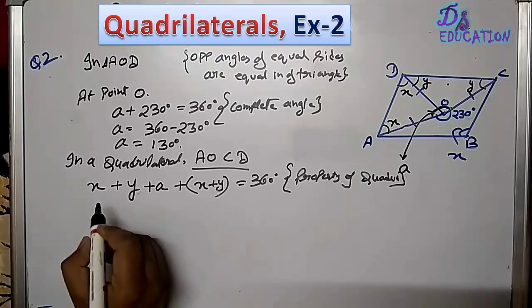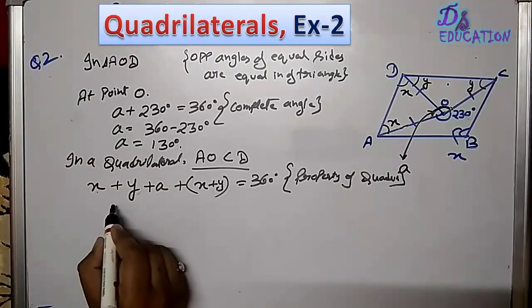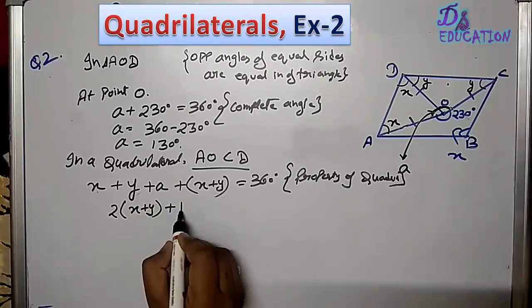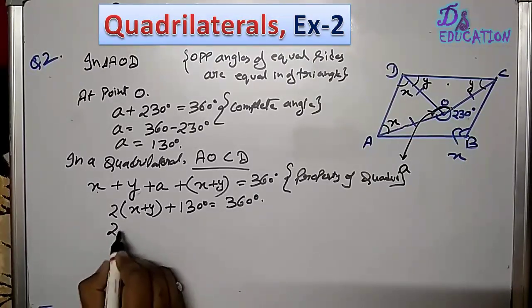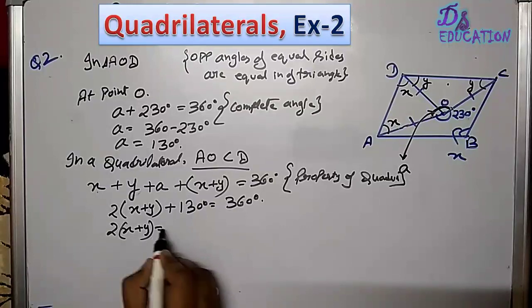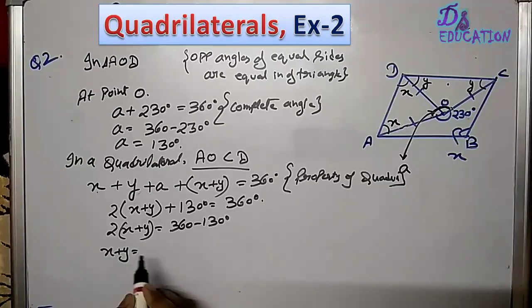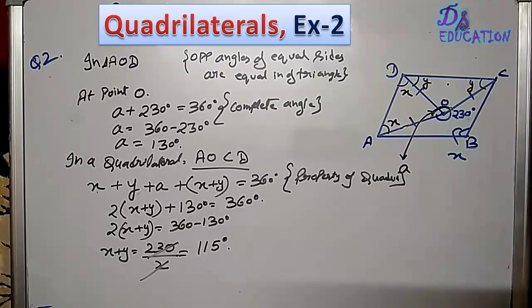Okay, property of quadrilaterals. So now here, A, x plus x, there are 2x and there are 2y. It will become 2x plus y plus, in the place of A I will write 130 degrees, is equal to 360 degrees. That is 2x plus y is equal to 360 minus 130 degrees. So x plus y is equal to, that is 0, 3 and 2 upon 2. It will become 2 1s are 2, 2 1s are 2 and 2 5s are 10. Okay, so x plus y is equal to 10.